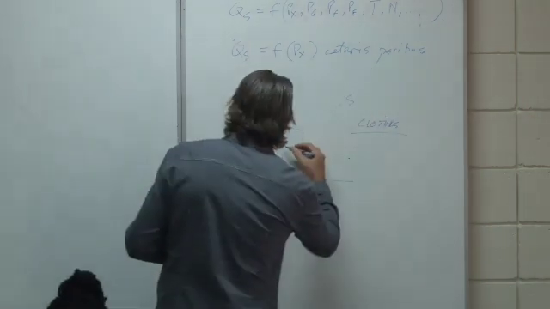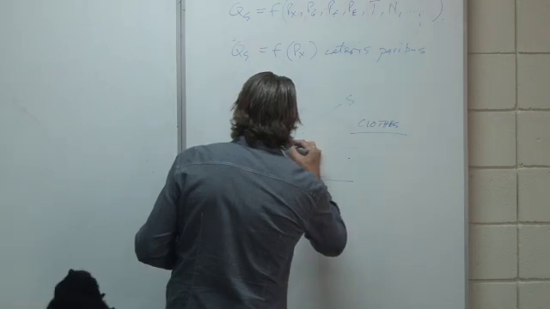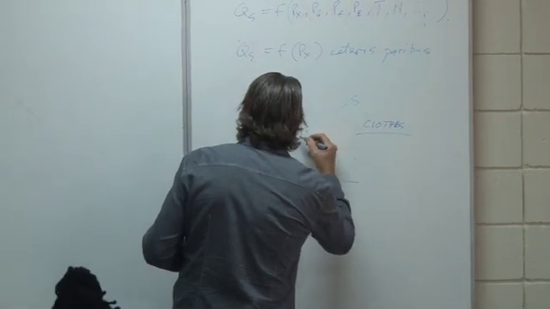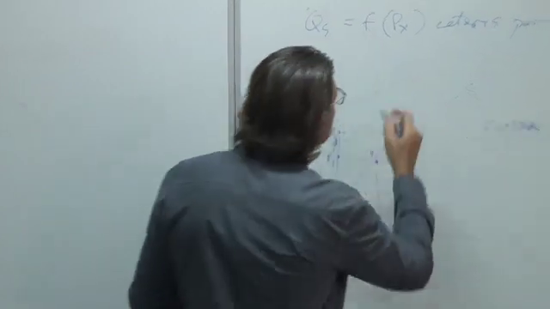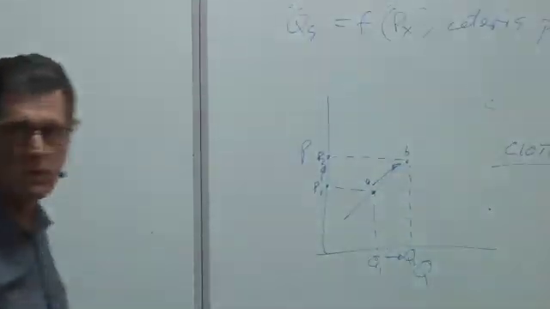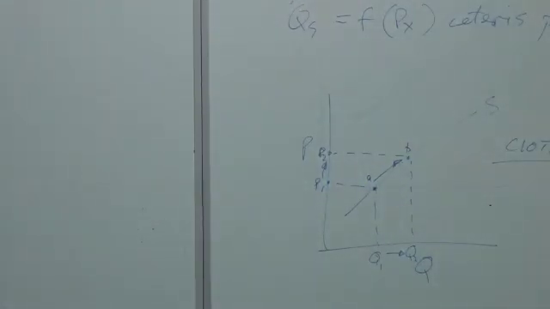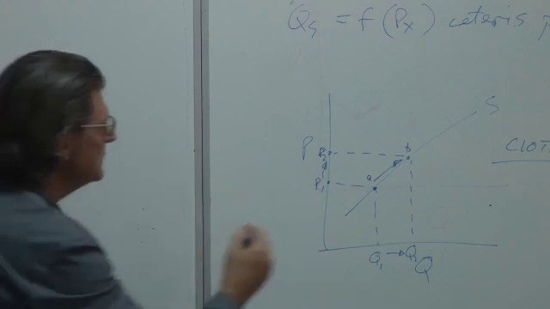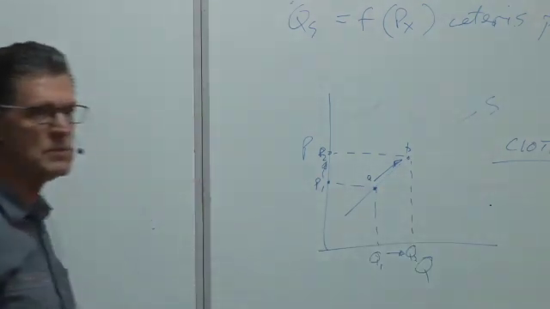And you'll see that if this is the case, again, you have this movement along the curve, because all we're talking about is the price of the product. So the quantity supplied increases, and there's a movement along the curve from A to B.